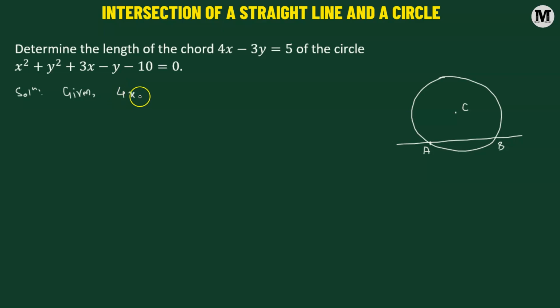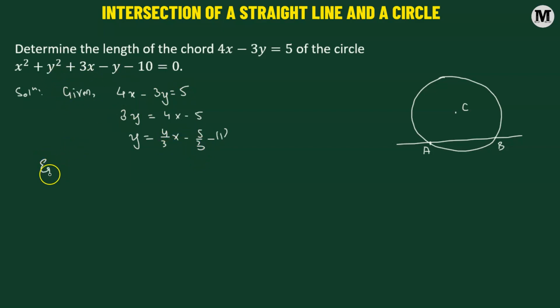So here we are given 4x minus 3y equals 5. Now we can rewrite it as 3y equals 4x minus 5. So y becomes equal to 4/3 of x minus 5/3. That is equation number 1. Now what we'll do, we'll substitute the value of y with 4/3 of x minus 5/3 into the equation of the circle.